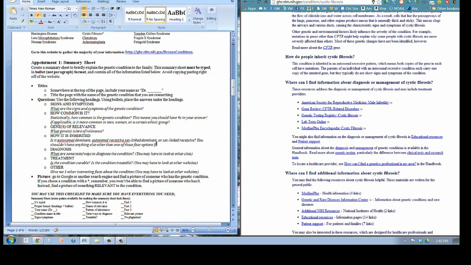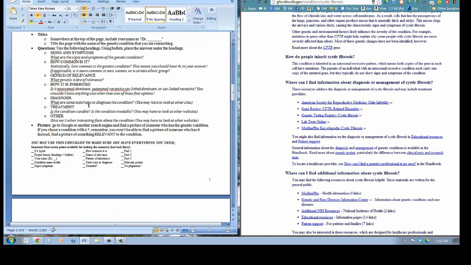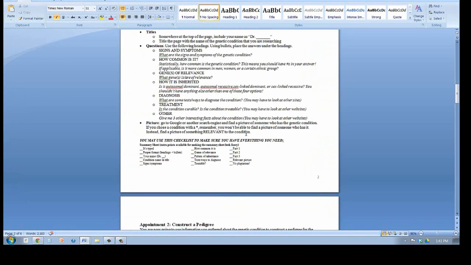Diagnosis, how do we find if somebody has it? You can look at other sites. Can we treat it? Can we cure it? Look at other sites if you need to. 3 other facts that you don't already have listed on your page somewhere. Then you need to include a picture.